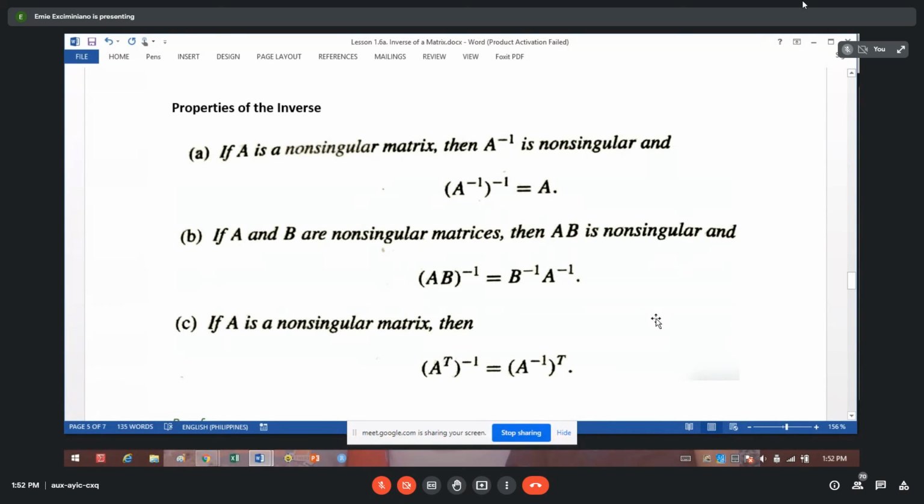Properties of the inverse. Okay. If A is a non-singular matrix, meaning it has an inverse, then the inverse of the inverse is A. Yan, diba? The inverse of A inverse. Tama ba sinabi ko? The inverse of A inverse is just A.